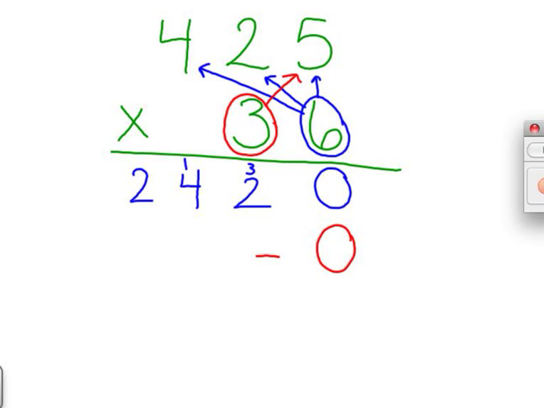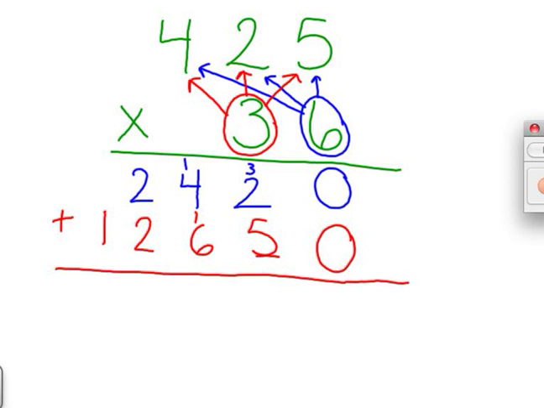3 times 5, it's 15. Carry the 1 underneath it instead of placing it on top of the 2. 3 times 2, it's 6. Since we don't have to carry any numbers over for 6, we just write the 6 down. 4 times 3, it's 12. And since we don't have a thousands place to carry over, we're just going to place it down here. This is where it becomes nice and easy for us.